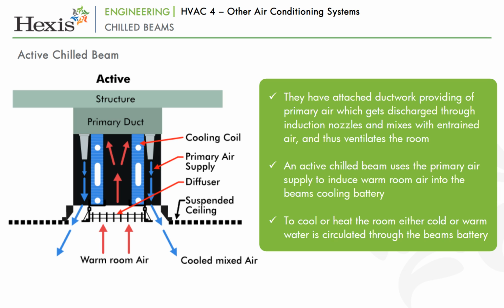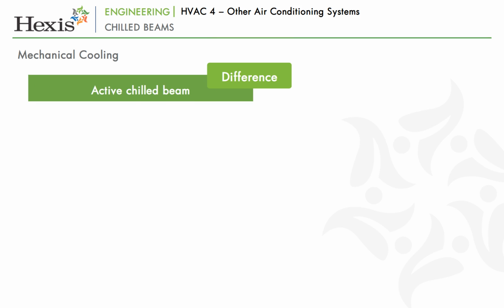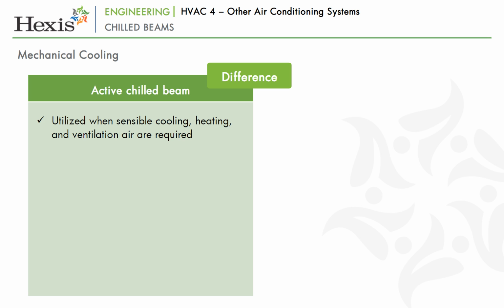Active chilled beams are able to induce and condition 4 to 5 times as much room air as fresh air supplied. The recirculated air and the primary air are mixed prior to being reintroduced into the room by nozzles or slots along the beam. Active beams should be utilized when sensible cooling, heating and ventilation air are required. If the design calls for supplementary cooling only or the complete ventilation requirements of the building's design are being met by some other means, passive beams may be used.